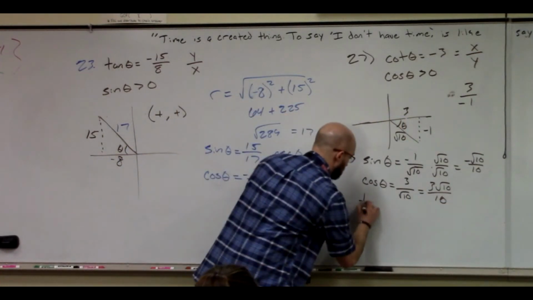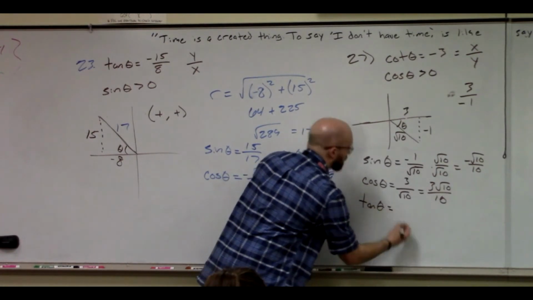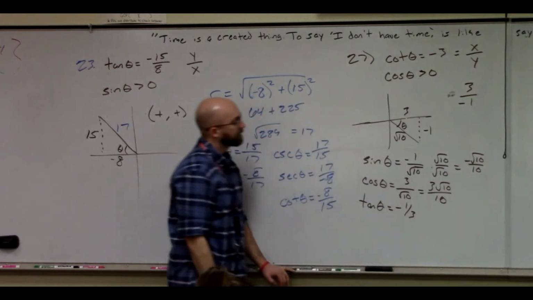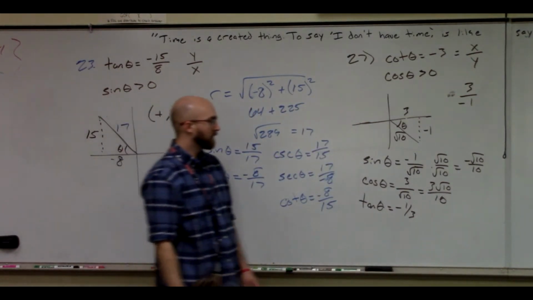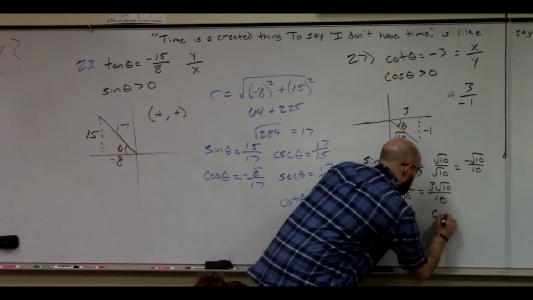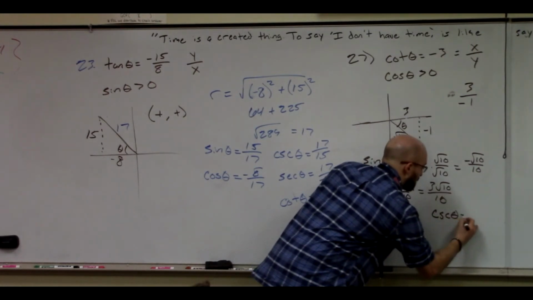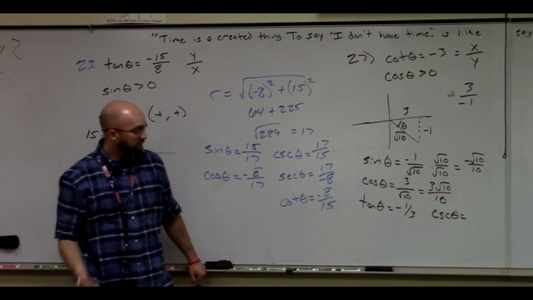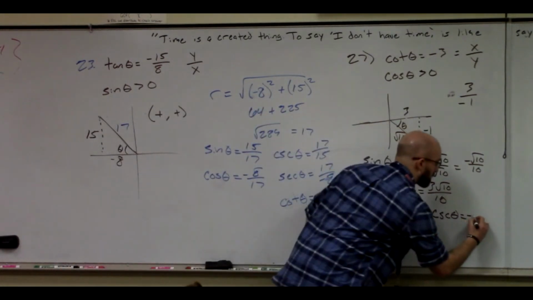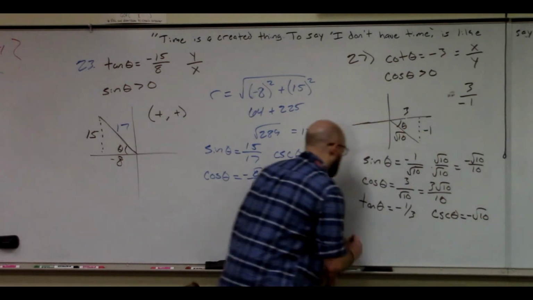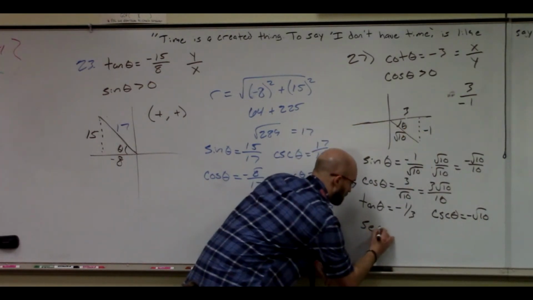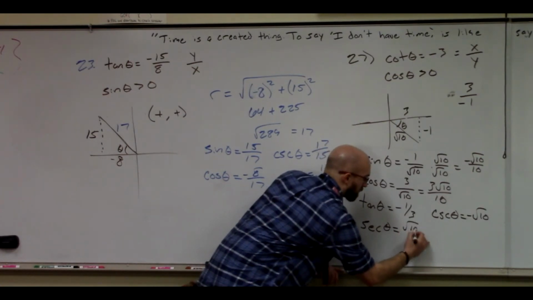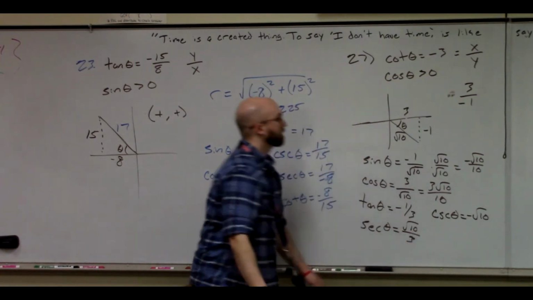Tangent. Hopefully you guys get negative 1/3. Cosecant theta, negative square root of 10. And last one, secant, square root of 10 over 3.